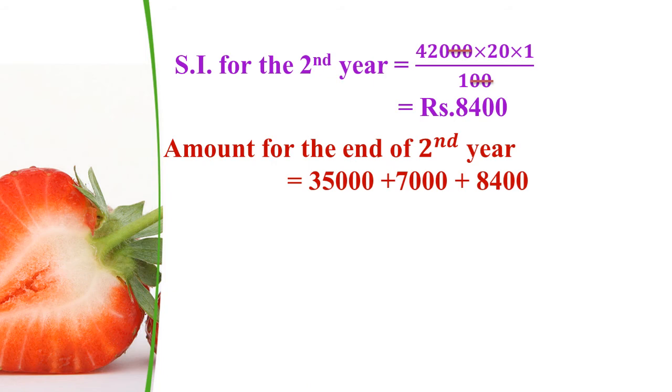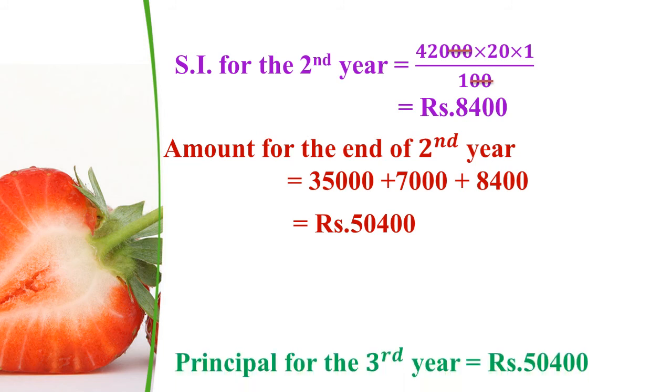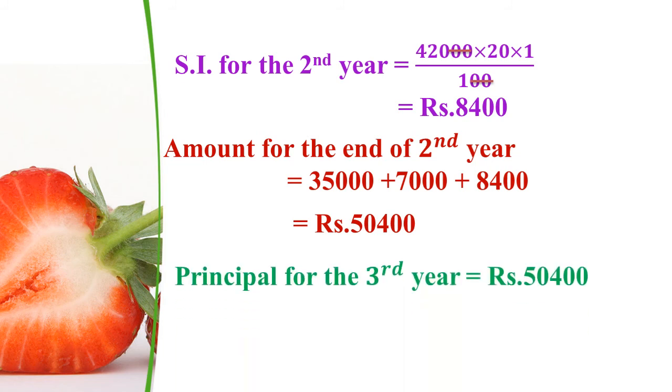Amount for the end of second year is 35,000 plus 7,000 plus 8,400. So amount for the end of second year is rupees 50,400. The amount at the end of second year becomes the principal for the third year. So principal for the third year is rupees 50,400.